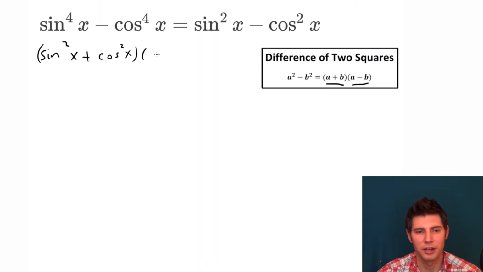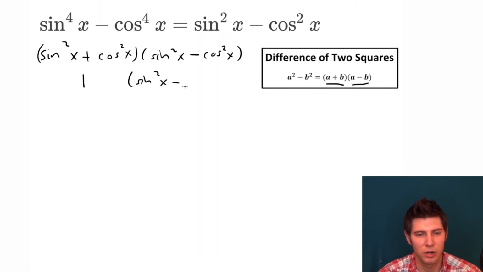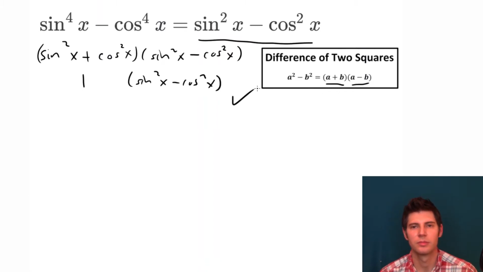And now for the a minus b, same values, sine squared x and cosine squared x. It's the square roots of the original values, but this one's going to be a minus. So if you remember your Pythagorean identities, sine squared plus cosine squared is 1. So that just leaves us sine squared x minus cosine squared x, which is what we were trying to equal. So we're already done.